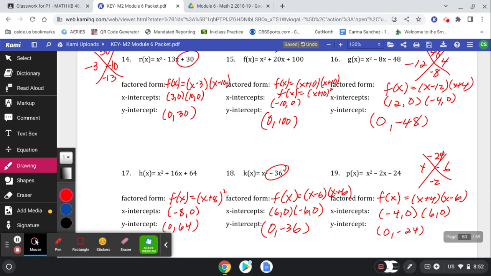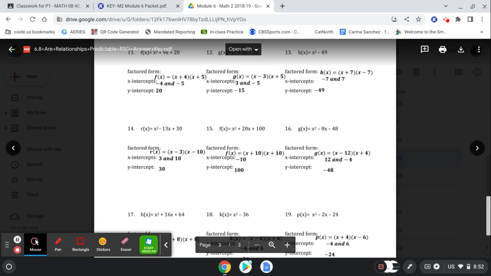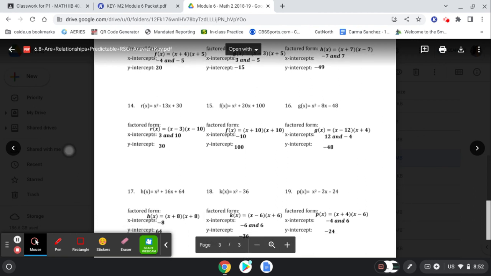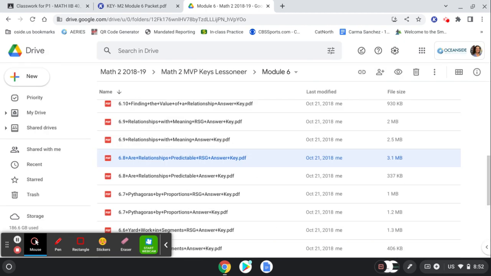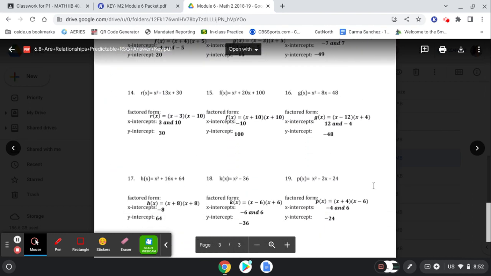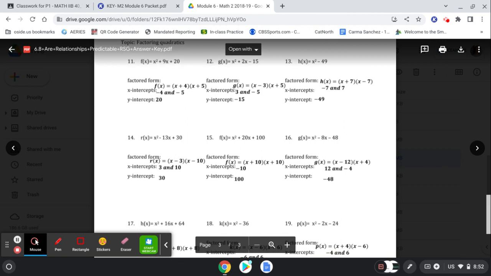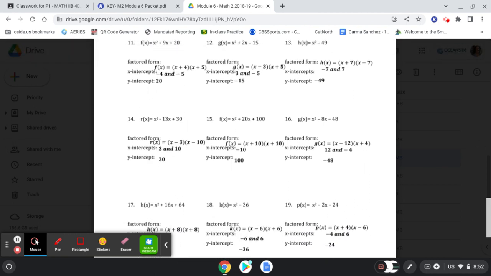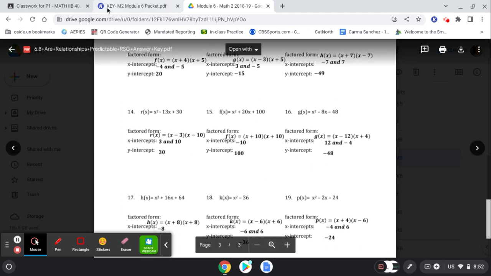And then just to look over our key, let's see how we did on all of these. Oops, they're kind of getting covered up. Okay, so here's the top parts. Yep, that's what we had. Notice how I have you write it in intercept form. And there's those final answers. Good job.